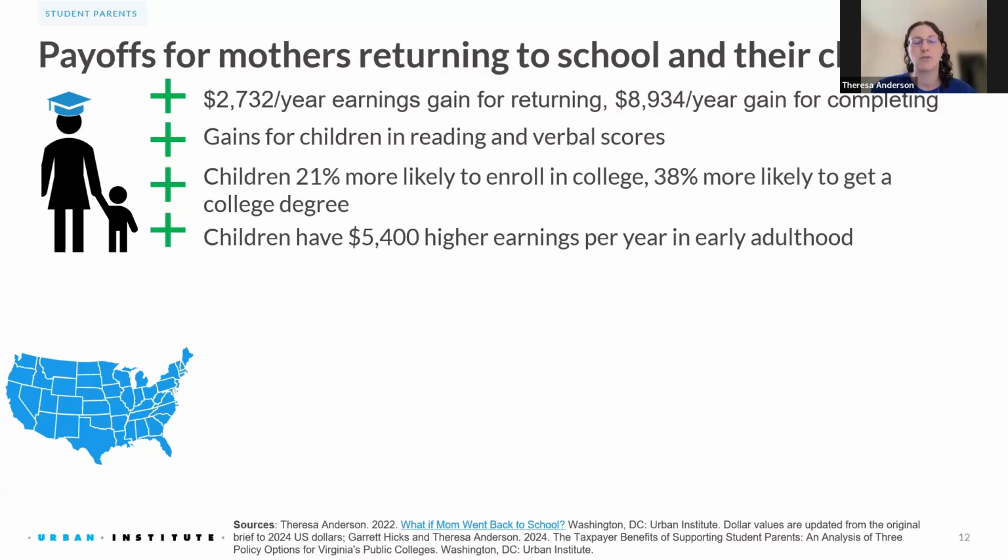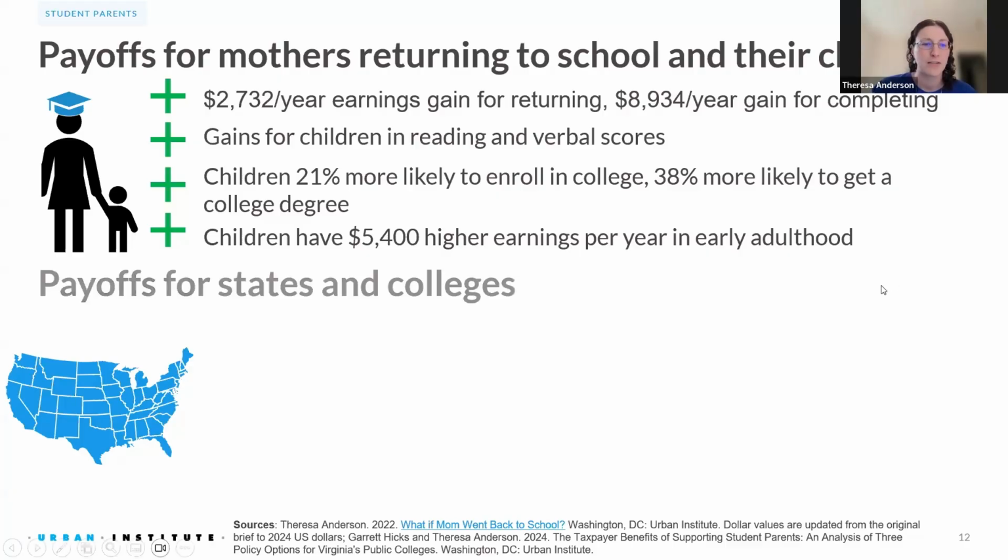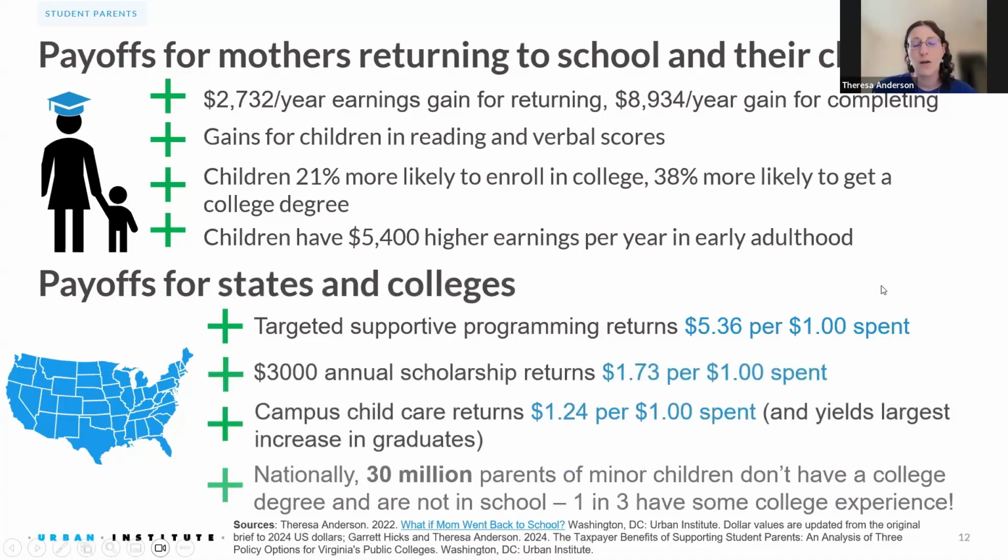We also see that their children have benefits. So as children gain in reading and verbal scores in the short term, the children are 21% more likely to enroll in college and 38% more likely to get a college degree. And this survey tracked kids through age 29 on average. So even in early adulthood, the children of mothers who completed a college degree saw earnings gains of over $5,400 on average in those early adulthood years. And we could expect that to continue to grow as they get older.